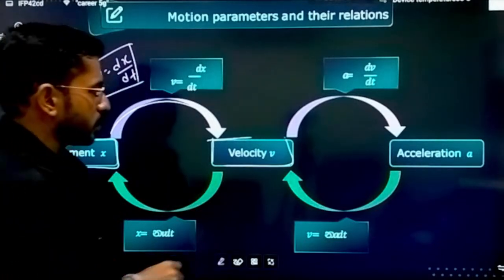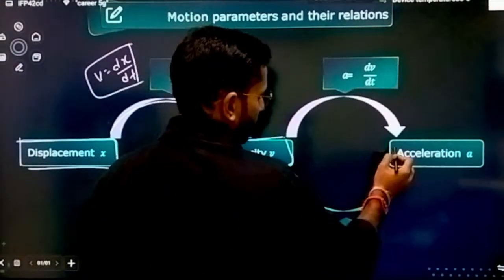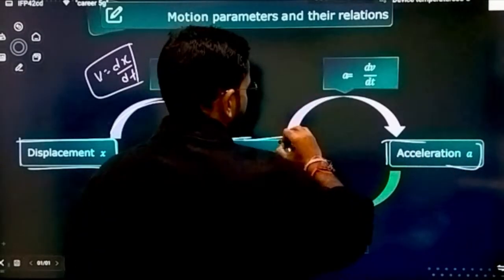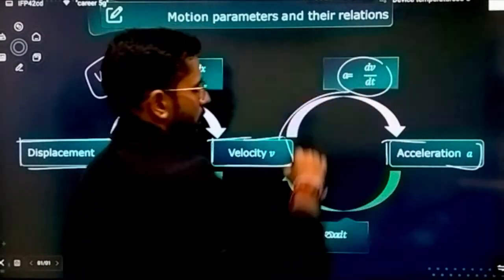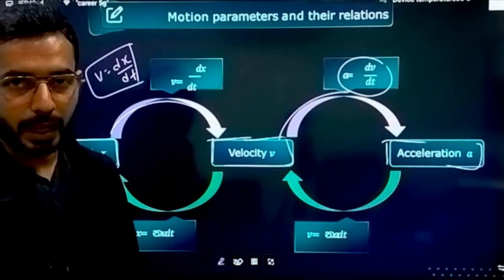Velocity. Now let's suppose you are at velocity, you want to calculate acceleration. How will you be calculating? Just do dv by dt. Differentiate the velocity, and you will reach acceleration.